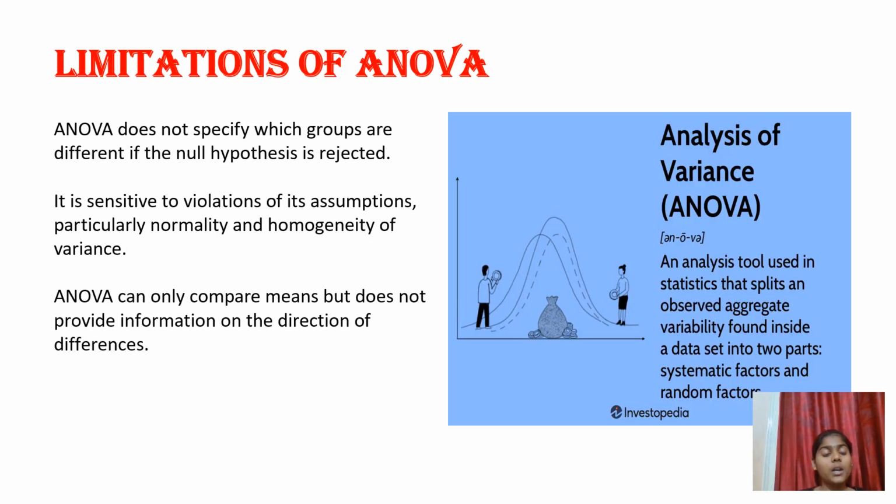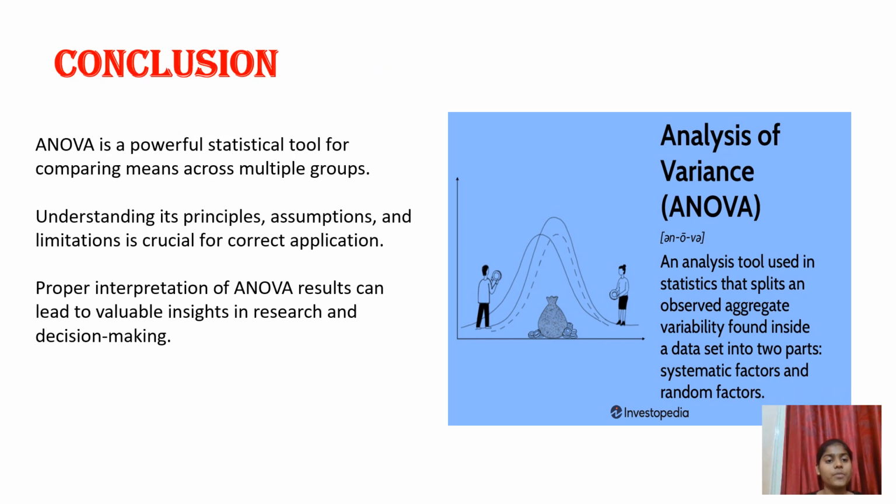Limitations of ANOVA. ANOVA does not specify which groups are different if the null hypothesis is rejected. It is sensitive to violations of its assumptions, particularly normality and homogeneity of variance. ANOVA can only compare means but does not provide information on the direction of differences.